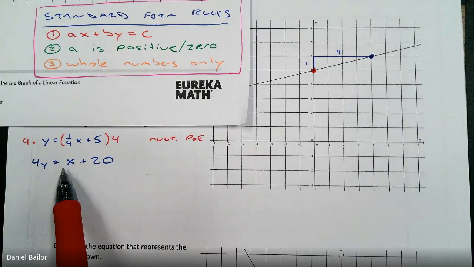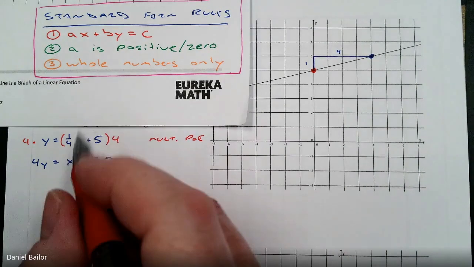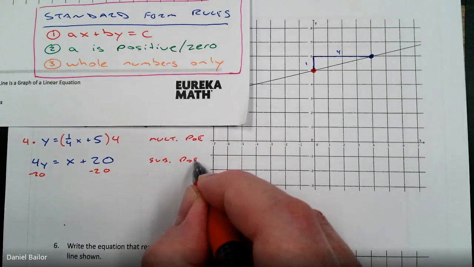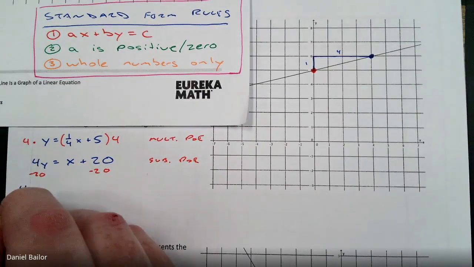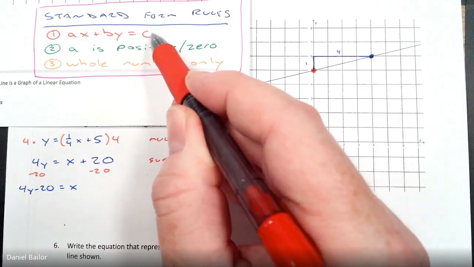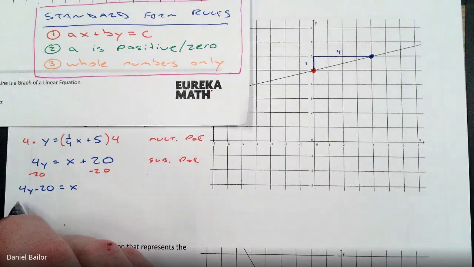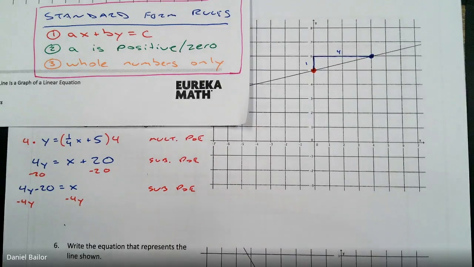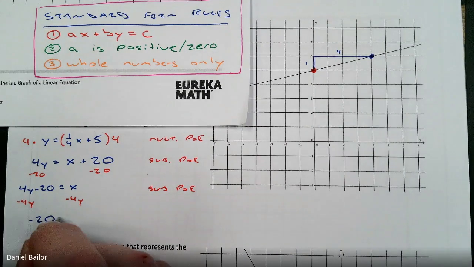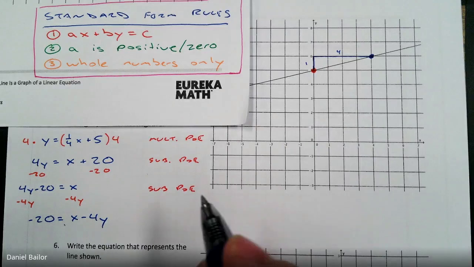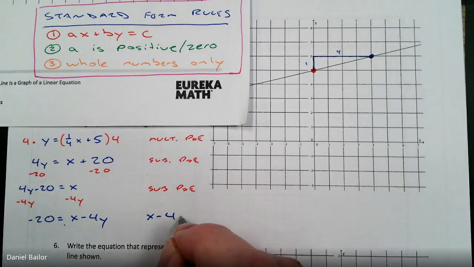But I want to keep x positive, which means I cannot move it. I'm going to move the y and the 20 instead. Let's start with the 20. Do minus 20 to both sides. That's the subtraction property of equality. So I get 4y minus 20 equals x. But I'm not there yet. I want to get to ax plus by. I want x and the y on the same side. So let's do minus 4y on this side and minus 4y on that side. That's the subtraction property of equality again. I get negative 20 equals x minus 4y. Well, that is the same as x minus 4y equals negative 20.